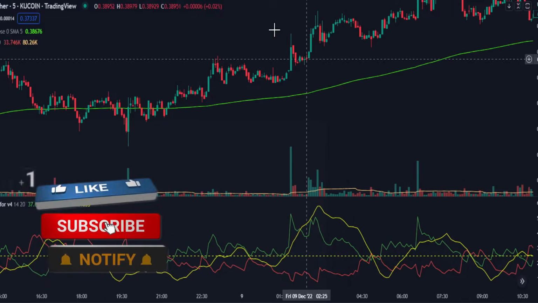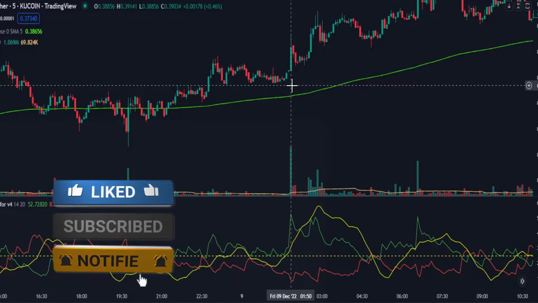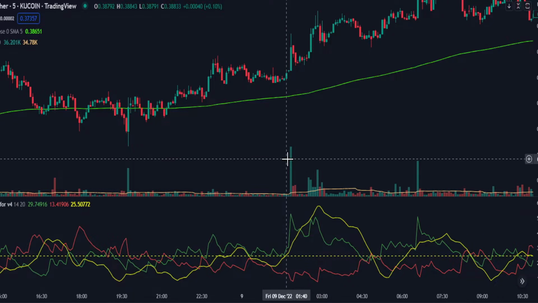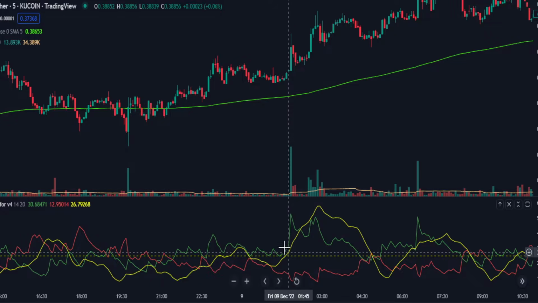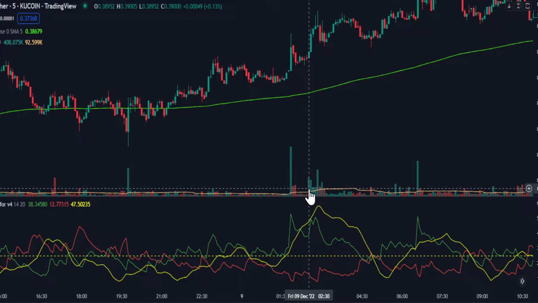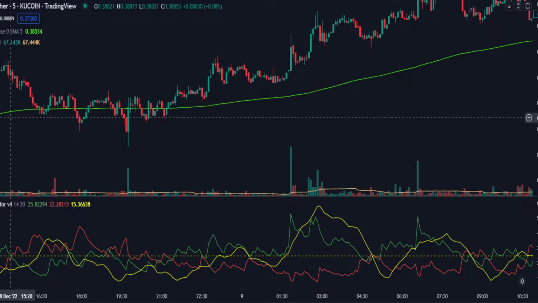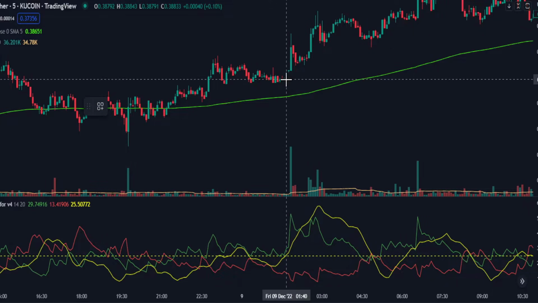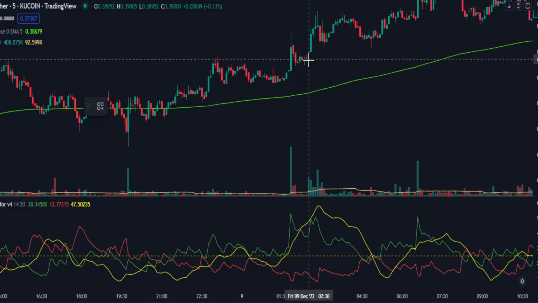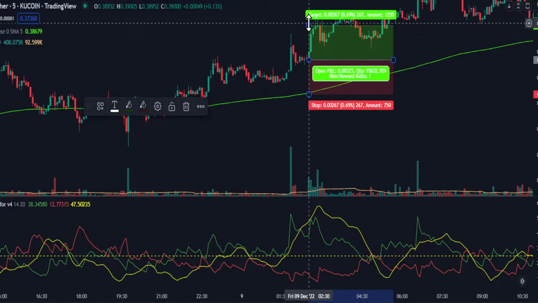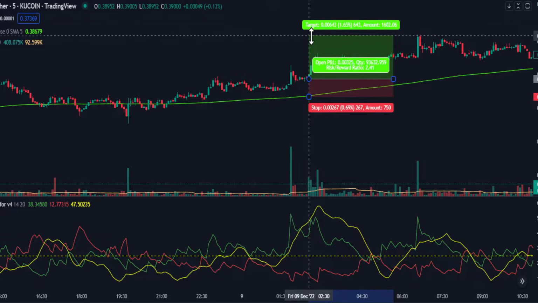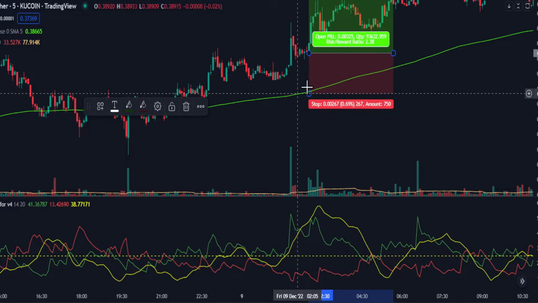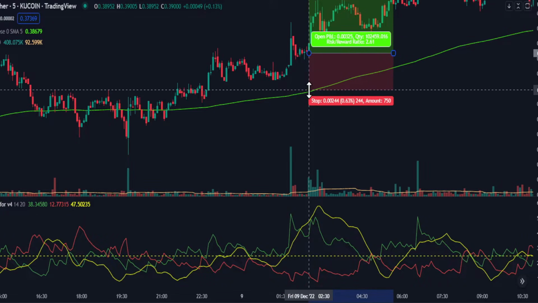From the chart we can see that there's this candle where the volume goes above the moving average, and the second one is here, and both are above 25. So I will take a long position on this second candle instead because the stop loss is lower. The long position will be here and the take profit is 1.5 to 2, as usual, and the stop loss is set below the 200 EMA line.